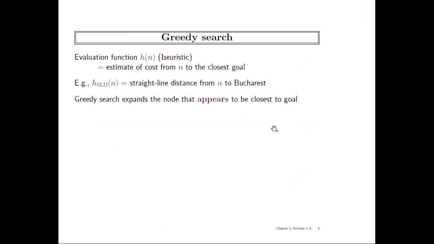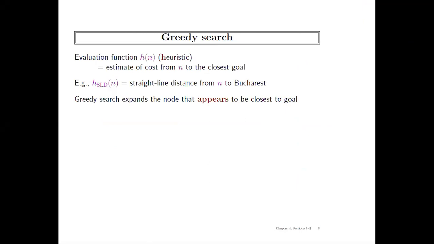So greedy search algorithm, as I have discussed, there are two types of algorithm which fall into the best first strategy. One is called greedy best first search, and the second one is called A* best first search. So first we will discuss the greedy search algorithm.